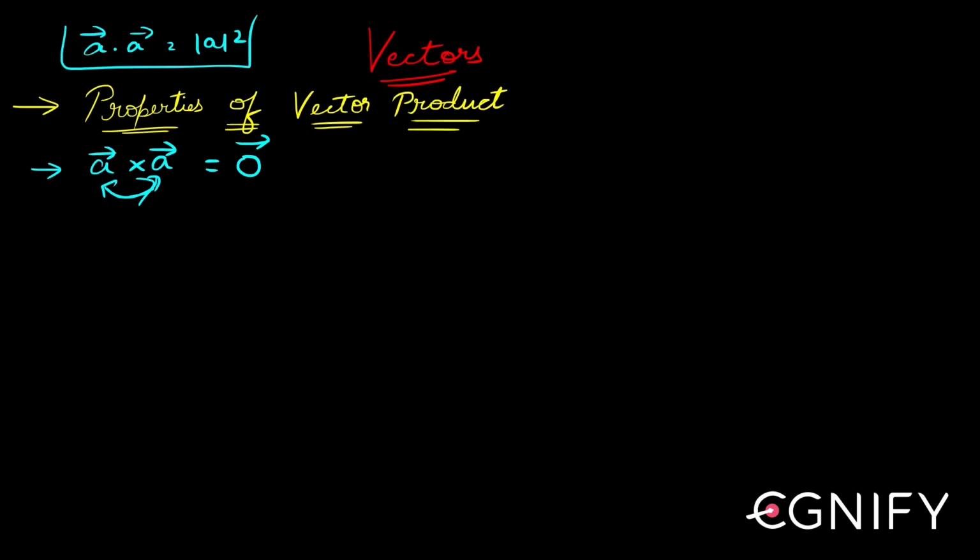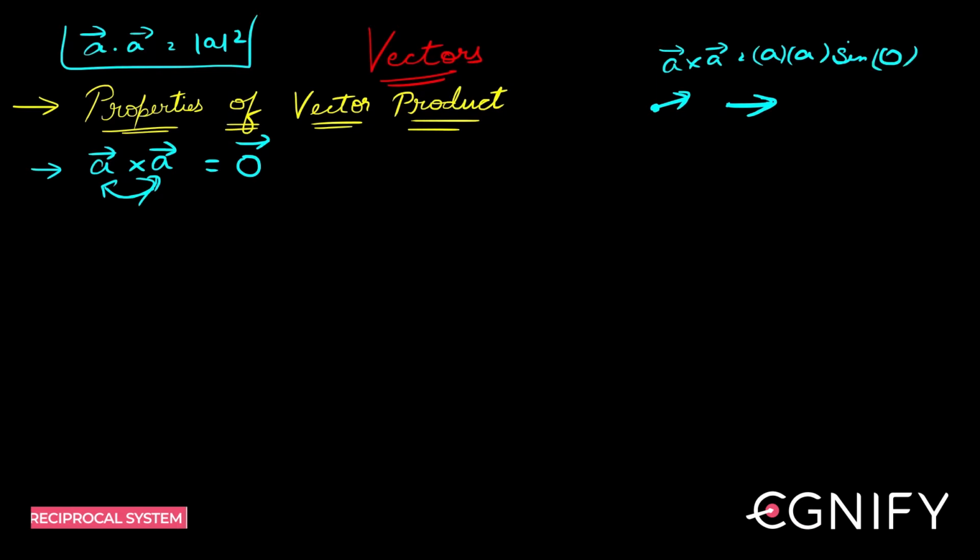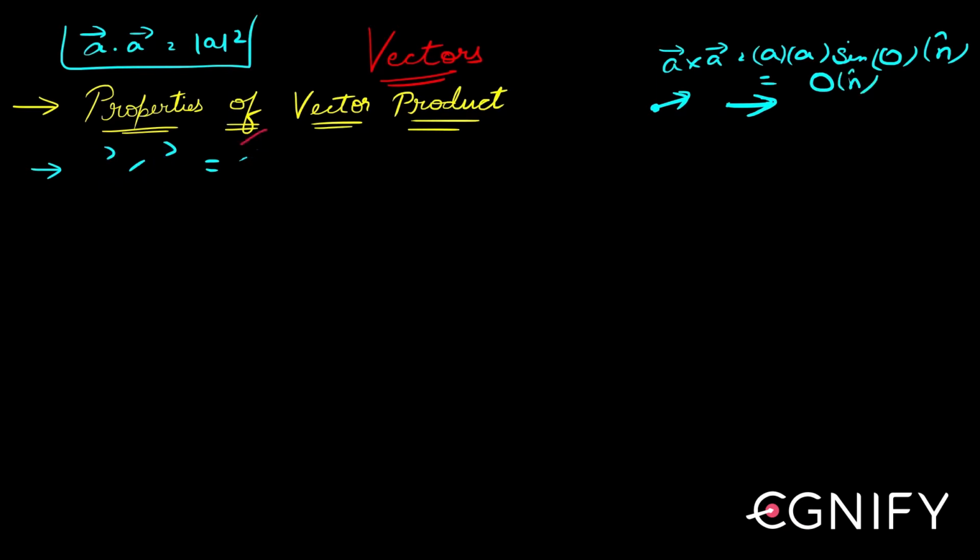Let's look at that. This is because A cross A is equal to mod A bar into mod A bar into sine of the angle between A and A. What is the angle between A and A? It's 0, right? This is your A and this is your A. So the angle between them is 0. So sine 0 is 0. A cross A has to be 0. Even if you have an n cap here, it doesn't matter because you're multiplying that by 0. So everything will become 0. So your next property is simply this. It is simply A cross A is equal to 0.